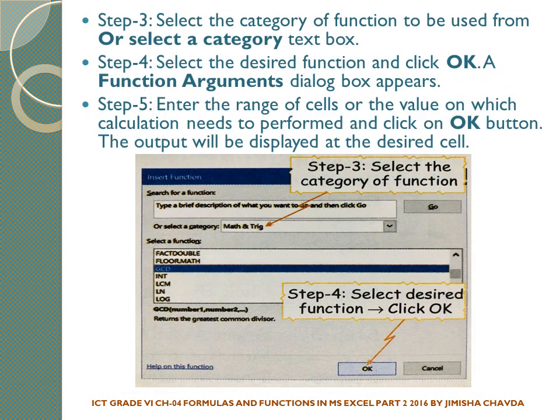Step 3. Select the category of function to be used from the select a category text box. Step 4. Select the desired function and click OK. A function arguments dialog box appears. Step 5. Enter the range of cells or the values on which calculation needs to be performed and click on the OK button. The output will be displayed at the desired cell.